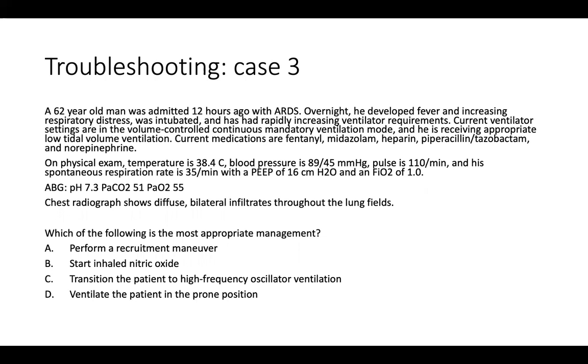On exam, his temp is 38.4, BP is 89/45, pulse is 110, and his spontaneous resp rate is 35 with a PEEP of 16 and an FiO2 of 1. His gas shows a pH of 7.3, a CO2 of 51, and an oxygen of 55. Chest radiograph shows diffuse bilateral opacities throughout the lung fields. Which of the following is the most appropriate management? Perform a recruitment maneuver, start inhaled nitric oxide, transition the patient to high frequency oscillator ventilation, or ventilate the patient in the prone position.